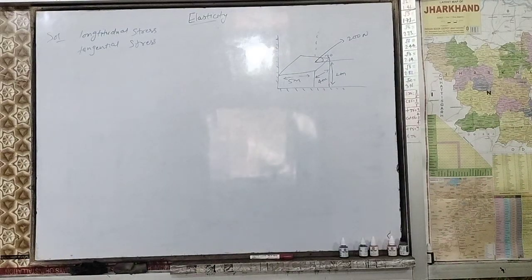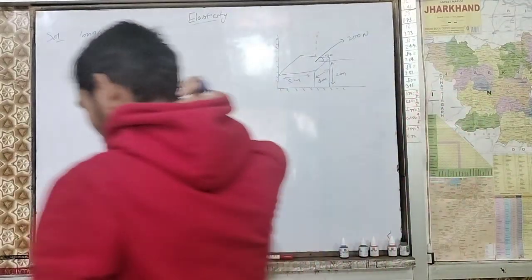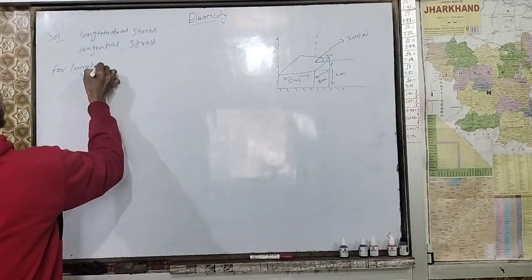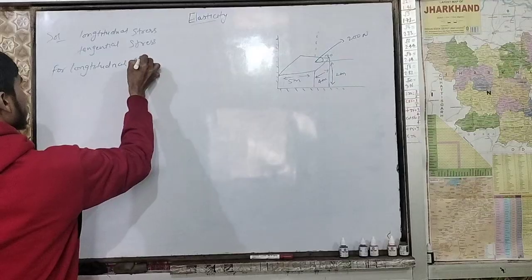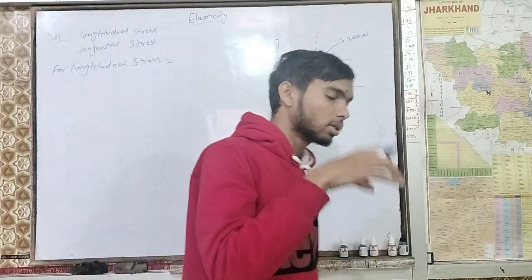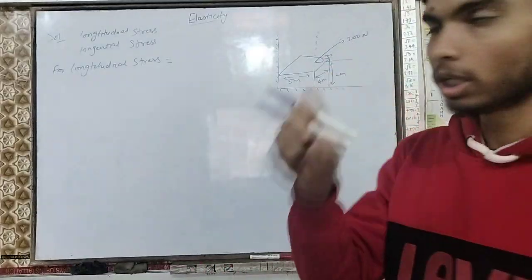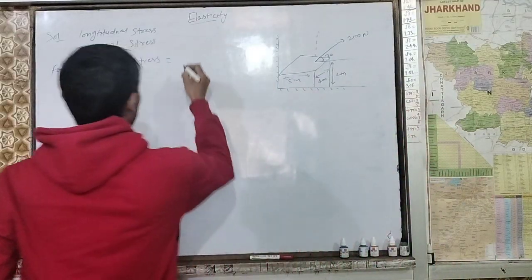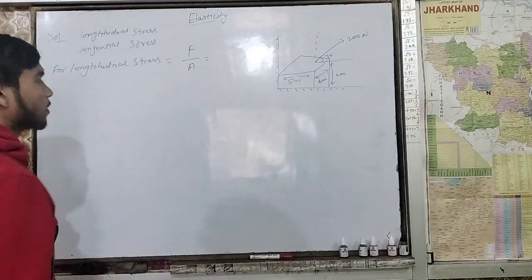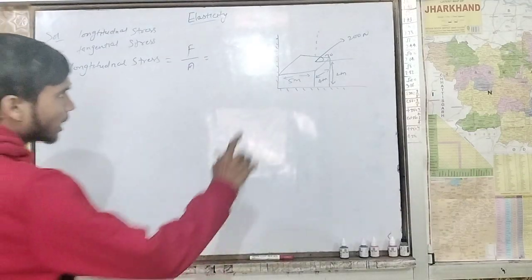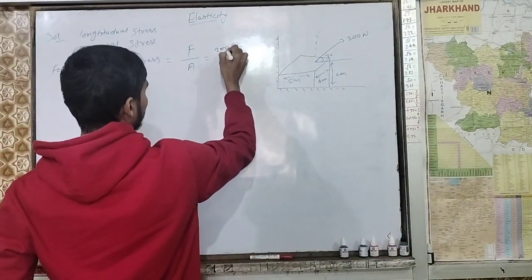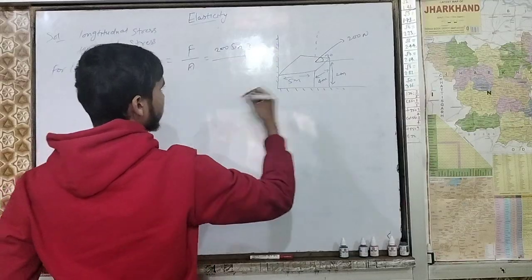Are you understanding? So for the longitudinal stress, which is a perpendicular force acting normal to the surface of the body, F upon A. This component we are taking, okay? So 200 sine theta, with theta 30 degree, upon area. How much is the area?